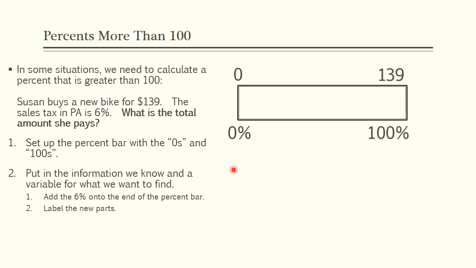Next, we're going to put the information we need in. We know that the 100% price of the bike is $139. We know that tax is added on. So added on to that $139 is 6%, added on to the 100% is 6%. So I'm going to add a box that represents 6% to the end of my percent bar. Now I'm at 106%, and I know that the value I'm trying to find is the 106% because it's the 100% of the original price plus the 6% for the tax. So right here I have another proportion that I can set up and solve.